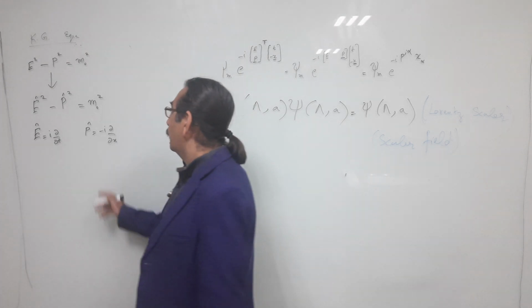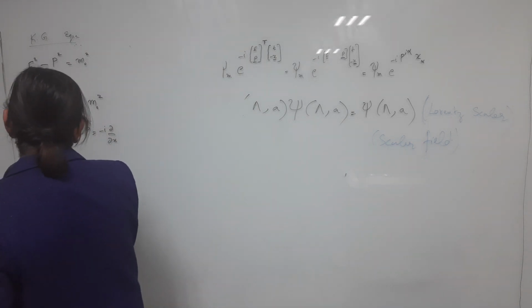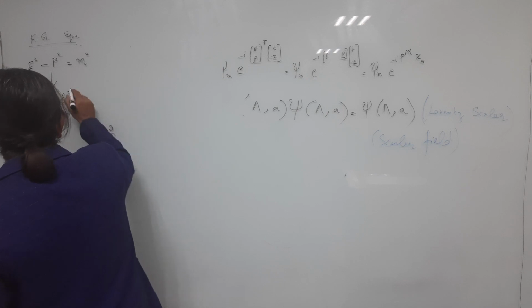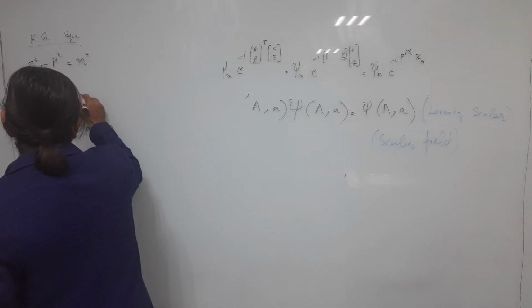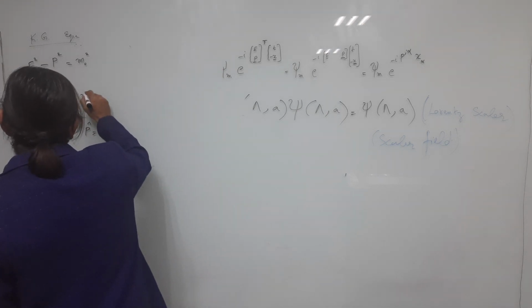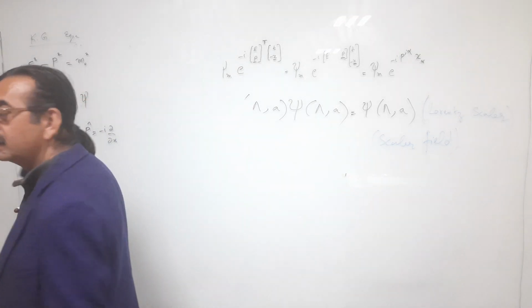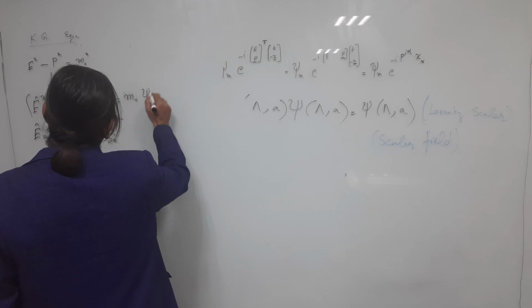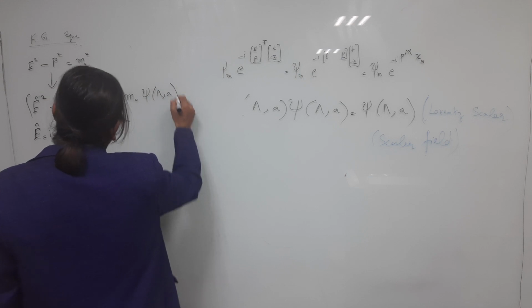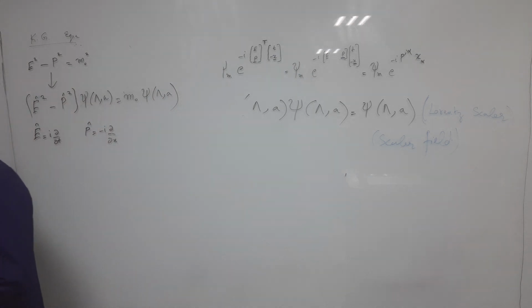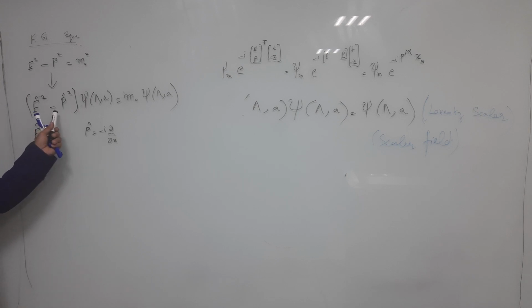By putting these values in, whenever you replace an operator, it is always applied on a solution. This will be applied on any state, as in the case of the Schrodinger wave equation. When we replace it with the operator, the operator will always be applied on any state.